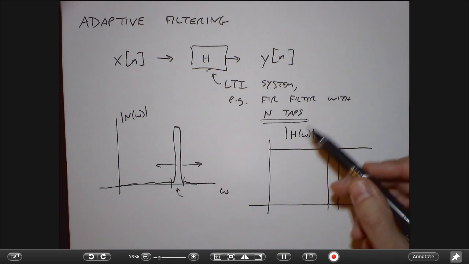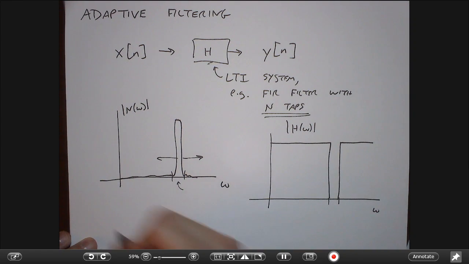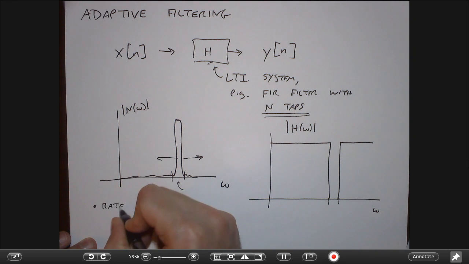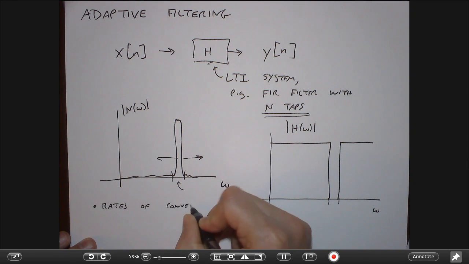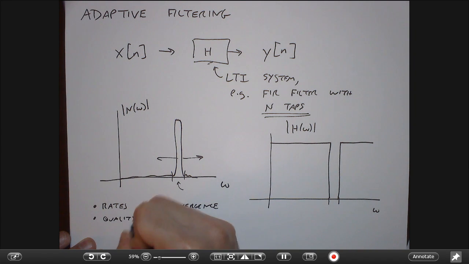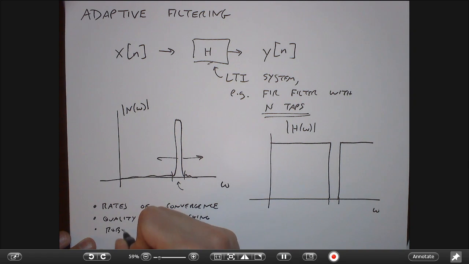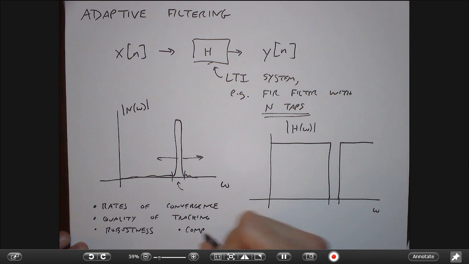And there are lots of really interesting considerations for designing adaptive filters, unfortunately many of which we won't be able to get into too much, but here are some issues. How fast does the filter converge? How well does it track things like where the noise is? How robust is it to noise and errors? How complex is it in terms of the details of filter design? So these are all really interesting issues, and we're not going to get into these too much, but just to think about, okay?